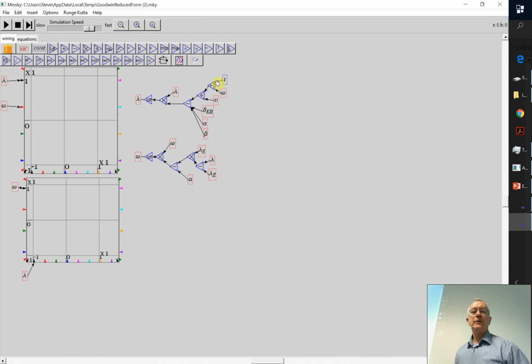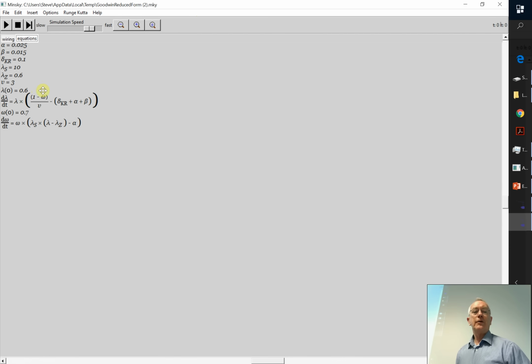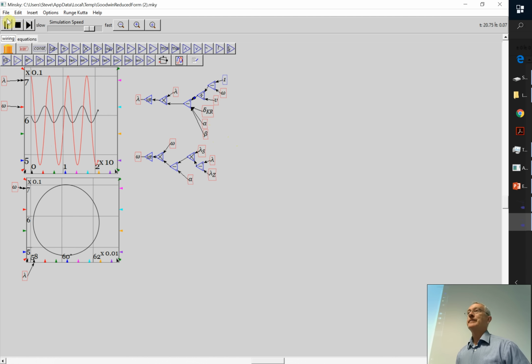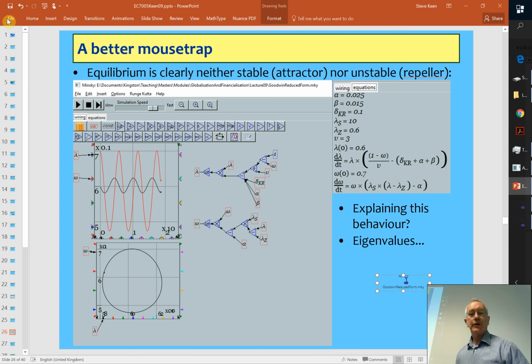Okay, so what I've done here is I've built that equation using Minsky's notation. If you look over here, the equations you'll see on the equation tab are exactly what I've just derived for you a moment ago. For the fun of it, I reversed it so it reads in the same direction that you read a set of differential equations. Here's the rate of change of lambda: lambda multiplied by 1 minus omega divided by v, minus the sum of depreciation, change in labour productivity and population growth. It's exactly the same equation, so that's just writing it up in Minsky. And when you simulate, you get cyclical behaviour. That's the basic logic there.